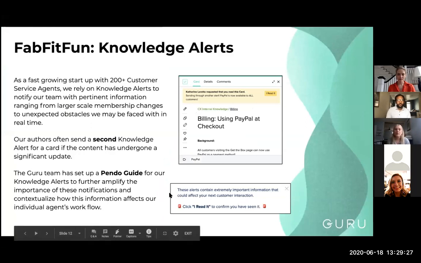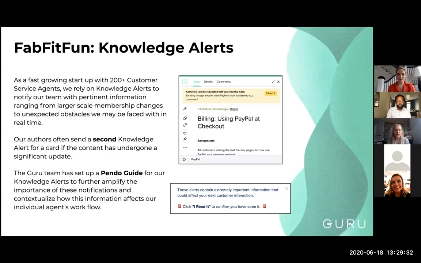Like I said, we've been using this feature since we fully dived into using Guru. As a fast growing startup with over 200 customer service agents, we really rely on knowledge alerts to notify our team of pertinent information, whether that's a large scale membership change or an unexpected obstacle that we may be faced with in real time. Knowledge alerts are super important for us, especially since a majority of our agents are outsourced and they don't use Slack. We use knowledge alerts to push information to the forefront for them so that they're prepared for any reach out that they may be getting, no matter what the content is.